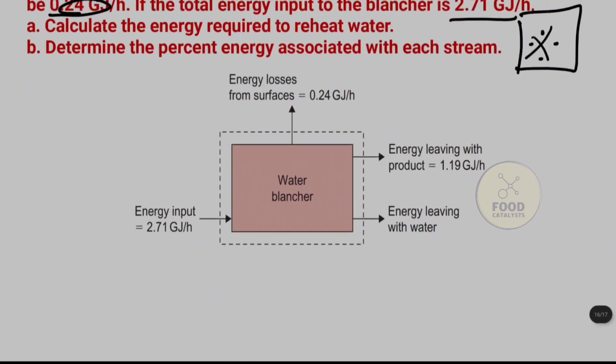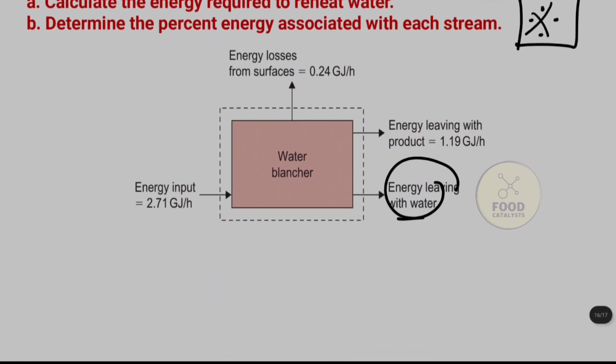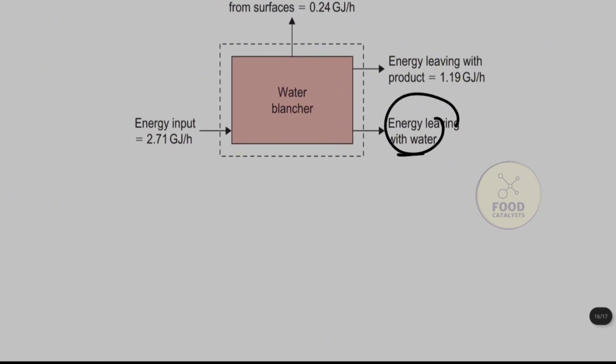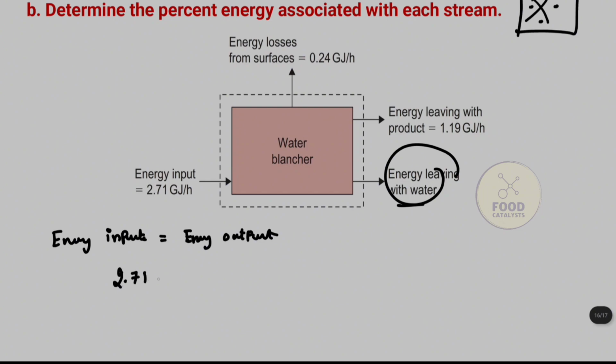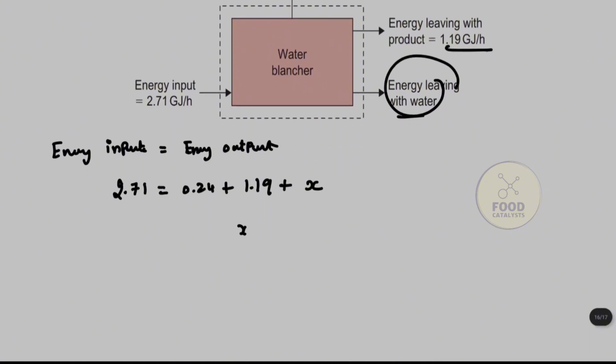So in this question, first I need to calculate the energy which is leaving. The very first thing which we have studied is that the energy we are inputting is equal to the energy of output, right? So we have already studied this. Let's use it. 2.71 is the energy input, which is equal to the outputs: 0.24, which is the waste energy loss, plus the product leaving energy, 1.19, plus the x we don't know, the energy of leaving water. So x, if you solve all this, you will get 1.28.